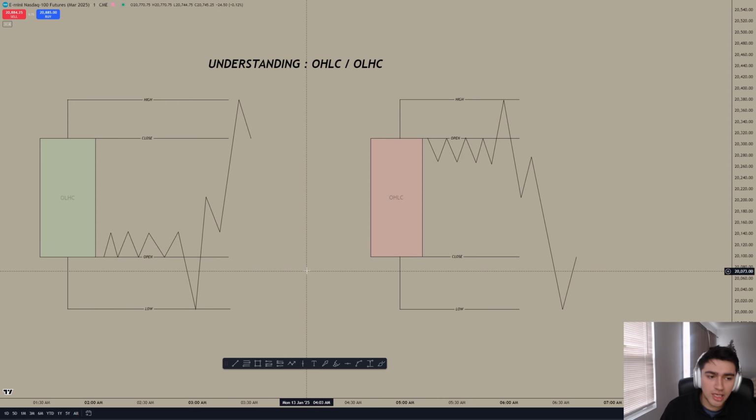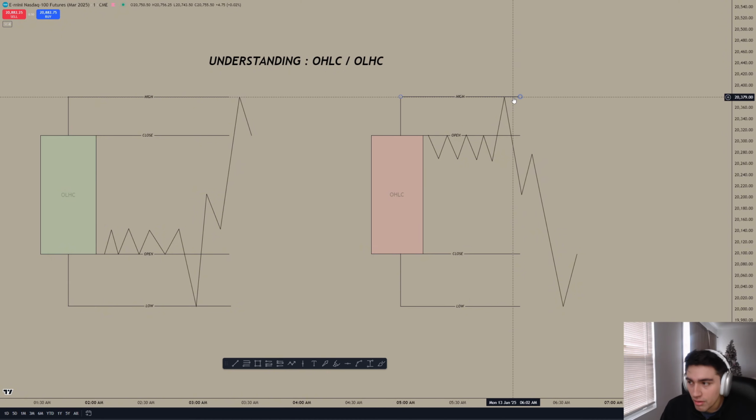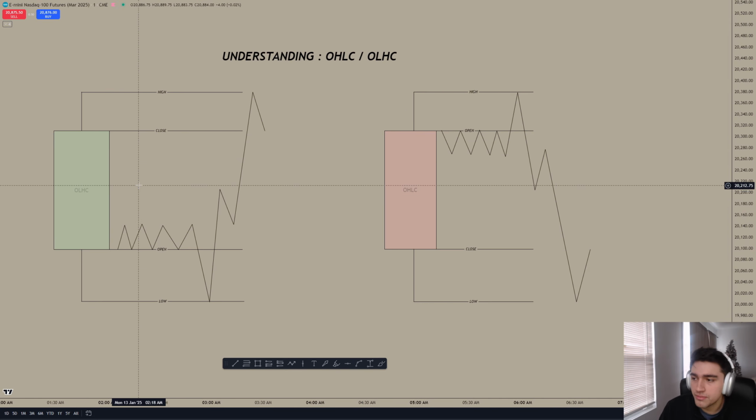And if you're looking to sell in a bearish market condition in an open high low close, you're always looking to sell above the opening price. So you're looking to sell up here. Same thing, open low. Now you understand where the draw on liquidity is. Of course, this has to align with structure.